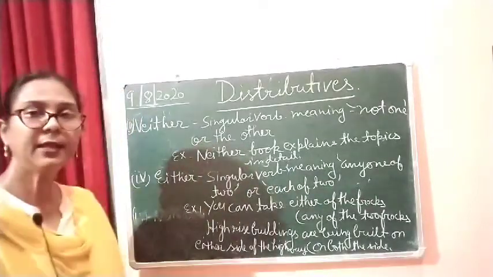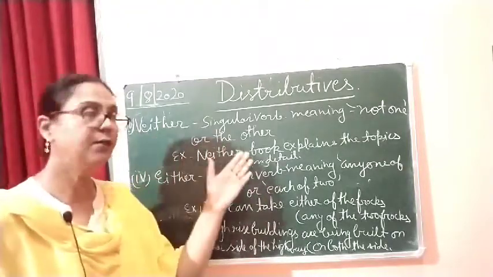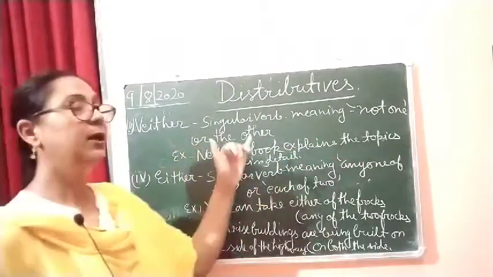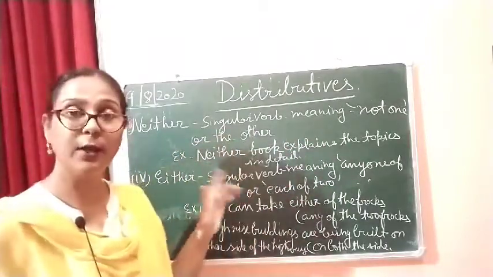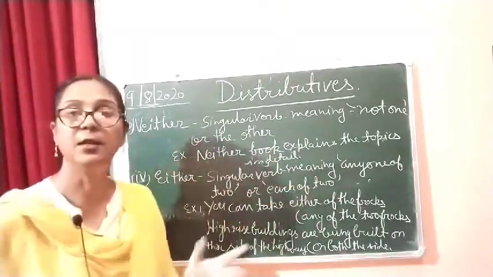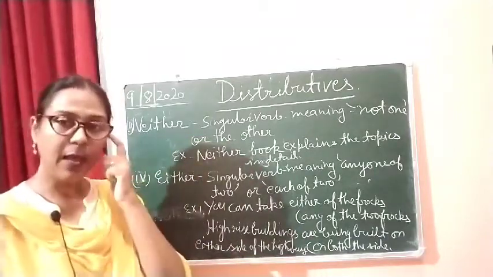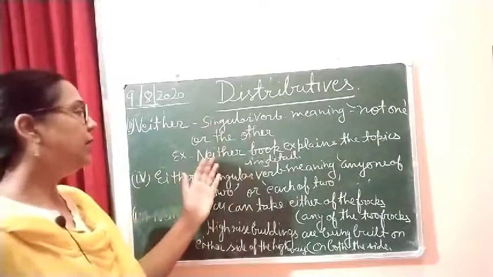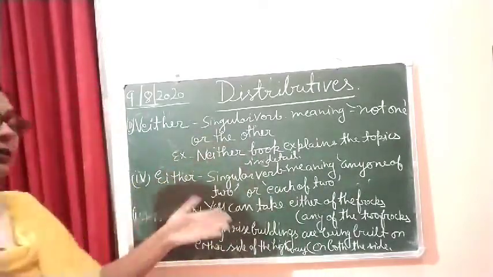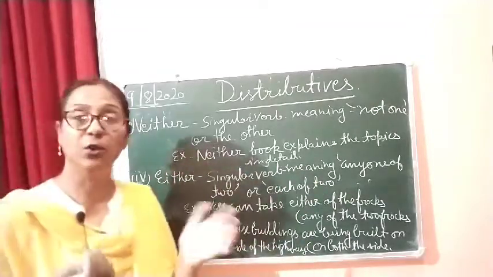Now our next distributive is neither. Neither is used with a singular verb and its meaning is not one or the other. Not one or the other. And the example: neither book explains the topics in detail. So this is used with a singular verb and its meaning is not one or the other. Now we are moving to either. Either is used with a singular verb and its meaning is any one of two or each of two.